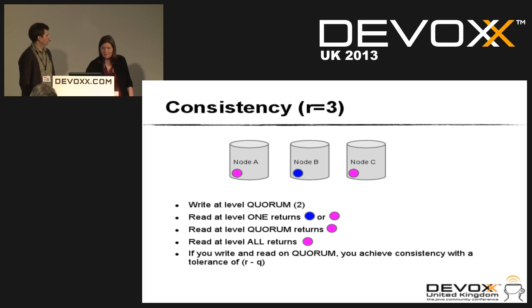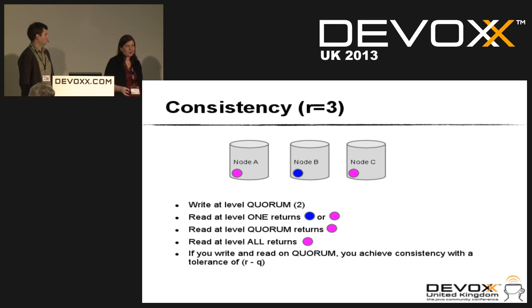So let's look at an example with quorum. If we write at level quorum, we're guaranteeing that at least 2 of our nodes will be updated with the new data. If we read at level 1, we could get the old data or new data. But if we read at level quorum, we're guaranteed to get the new data. And all would naturally return the new data.